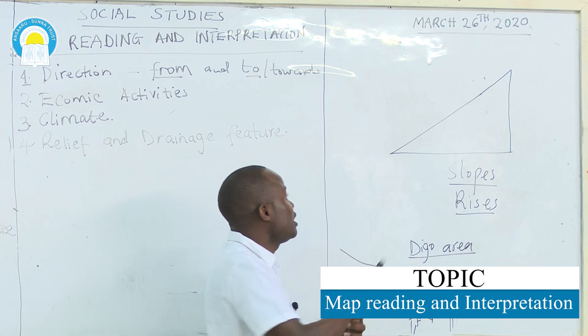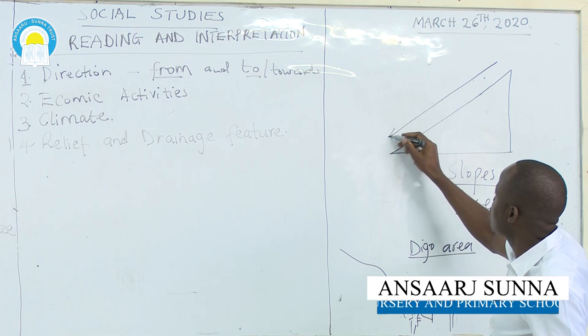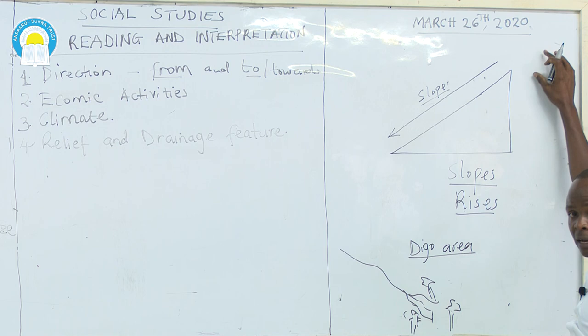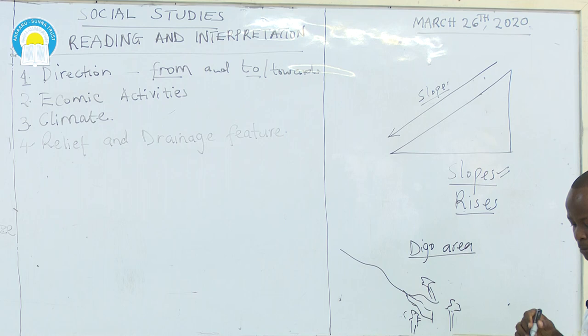So when we are moving from the highest point to the lowest point, this land is sloping. So this is what we call slope. You give the direction starting from the highest point to the lowest point. That is when you are asked about the slopes, the land slopes from.